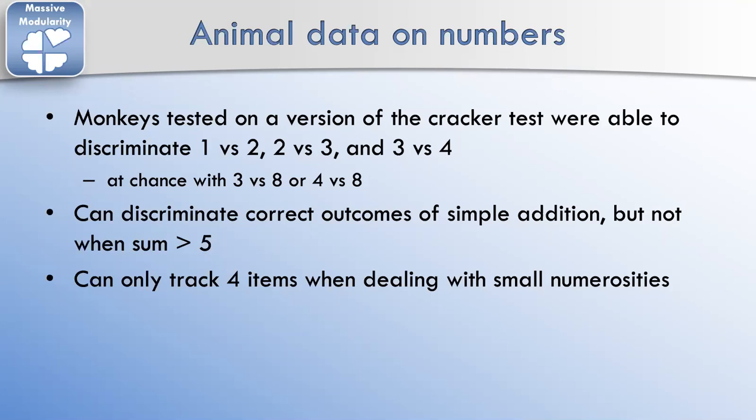Monkeys do this as well. They can discriminate. So the cracker test is cool. You put some crackers in a cup, and then you put 3 in one and 2 in the other, and you see which one they choose. They want the cracker. So if they can tell the difference between 2 and 3, they will choose 3. They don't do so well with anything above 4. So 3 versus 8 or 4 versus 8 is about 50-50. And they can figure out small sums.